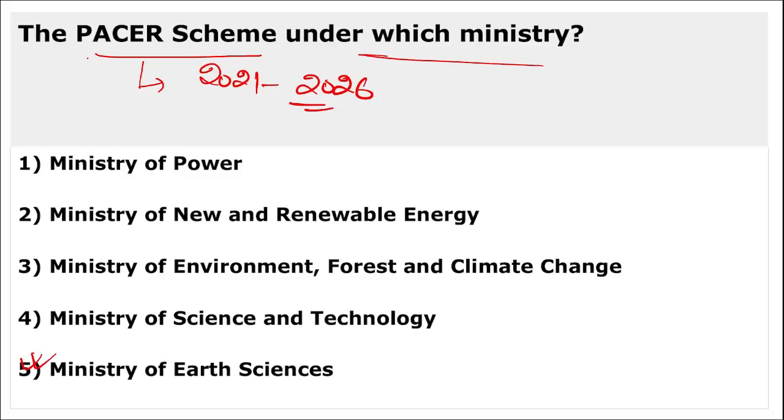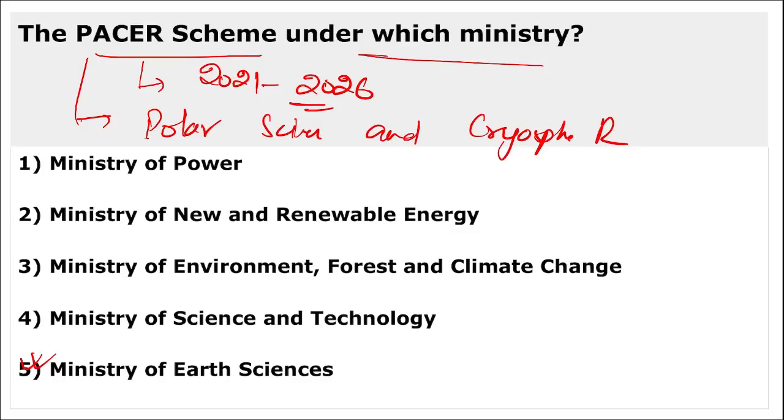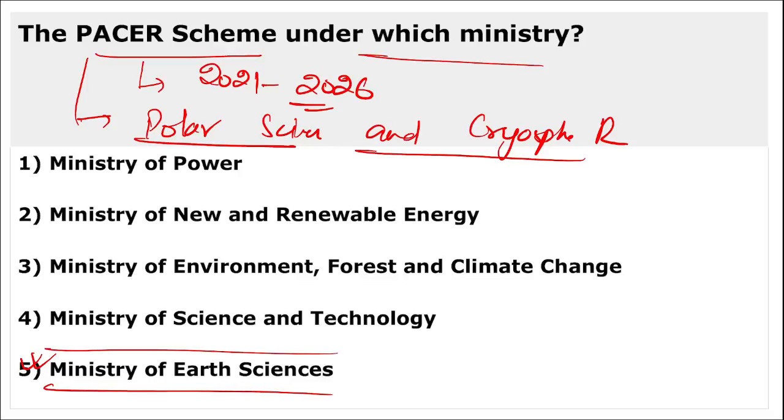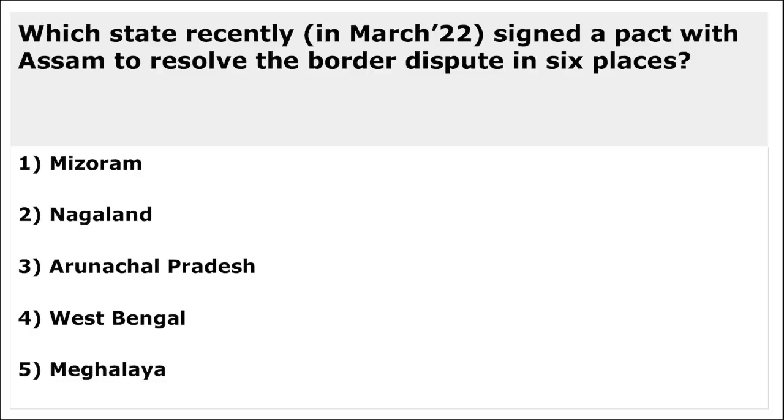But what is PACER? You should know the full form of PACER. It is Polar Science and Cryosphere Research. All right. This scheme comprises the Antarctic program, India's Arctic program, Southern Ocean program, Cryosphere and Climate program. All of these programs are included in the PACER scheme, a scheme of the Ministry of Earth Sciences. The time period is from 2021 to 2026.